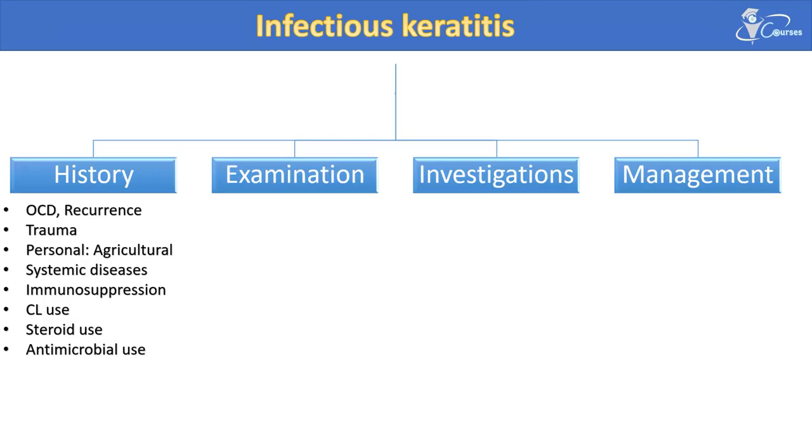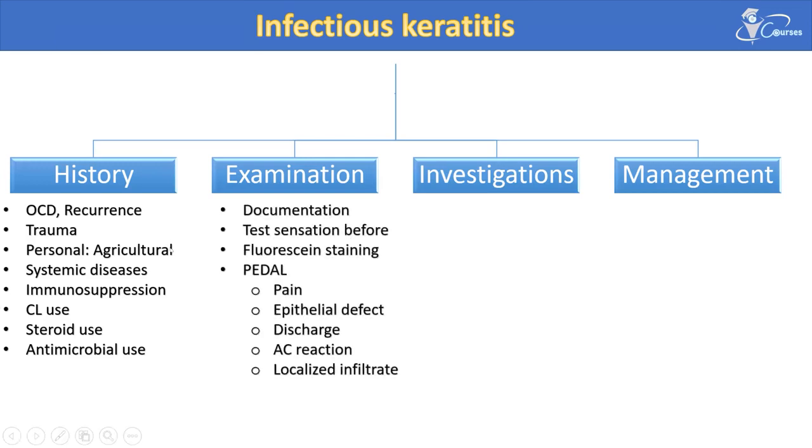Then, after going through these clues in the history, we proceed with the examination. The first thing is to document the size of the ulcer, the shape, and the location. Which layer does it involve? Is it epithelial? Is it stromal? Does it involve the whole cornea or not? This will be very important for follow-up.